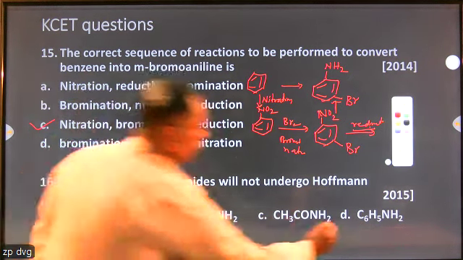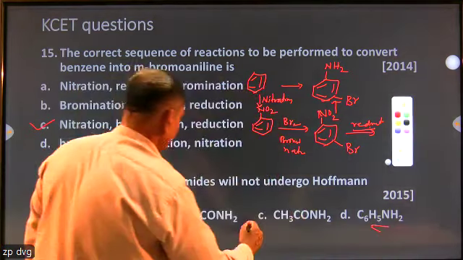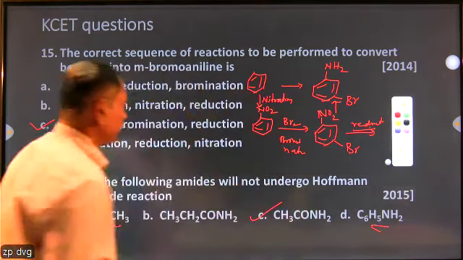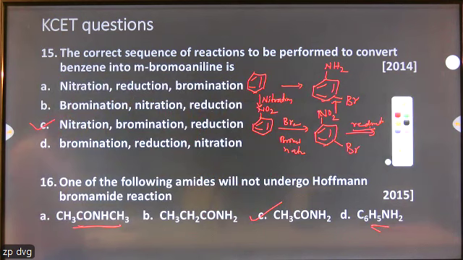So here, this is an aromatic amine. So here you will get a primary amide, CH3CONH2. So this is the correct answer.